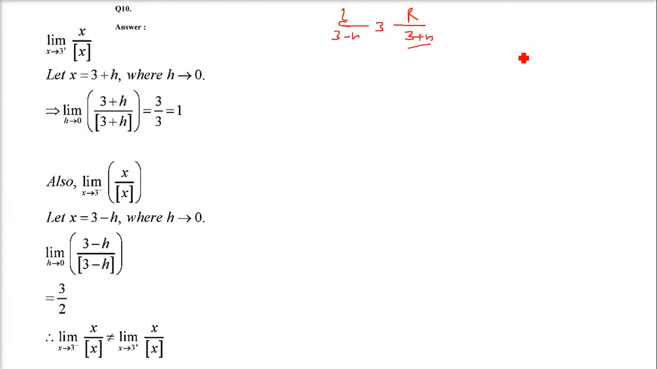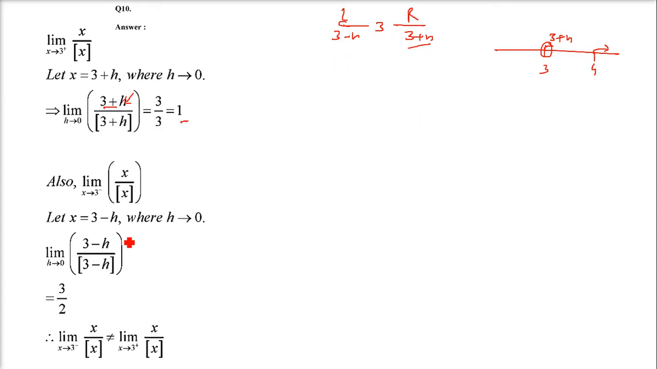But whatever you add to 3, the greatest integer function will always be 3, because it will always take the lower integer value. Floor, you can say floor. Whenever you are before 4, it will always be 3. So 3 plus 0 by 3, this is what? You will get 1. 3 by 3 is 1.